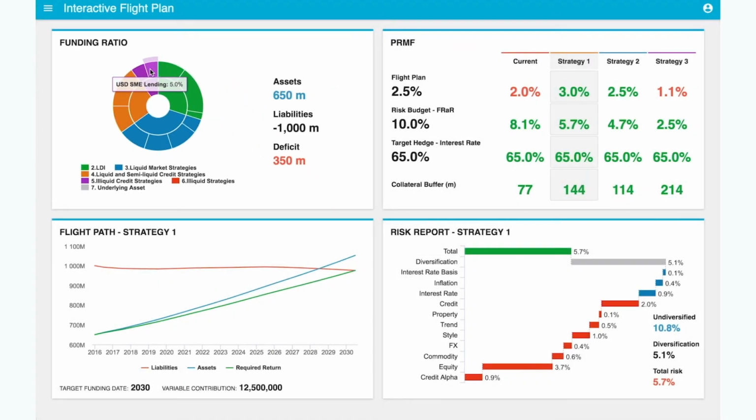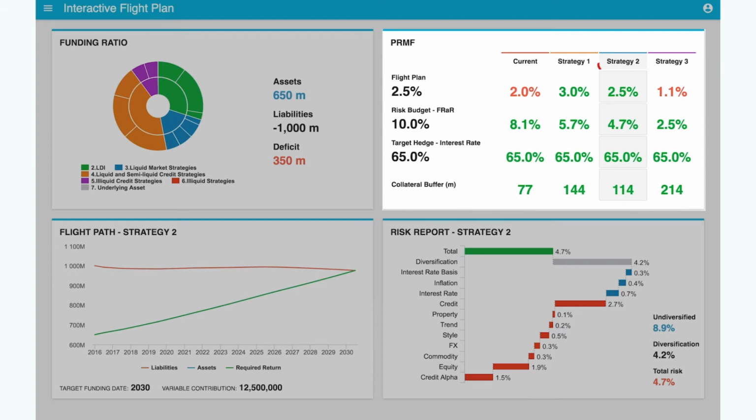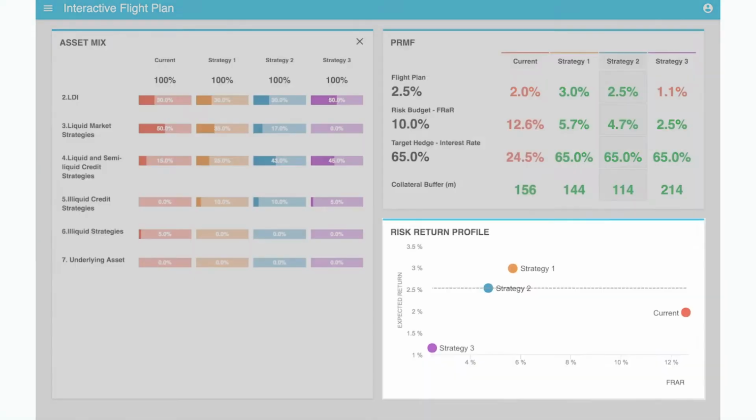We think that the strategy shown here, labelled as Strategy 1, would deliver a return of around gilts plus 3% per annum, which would enable the pension scheme to reach full funding around 2 years earlier. Alternatively, Strategy 2 shows a slightly lower risk, lower return version, allocating proportionally more to credit strategies. This hits the target in 2030.